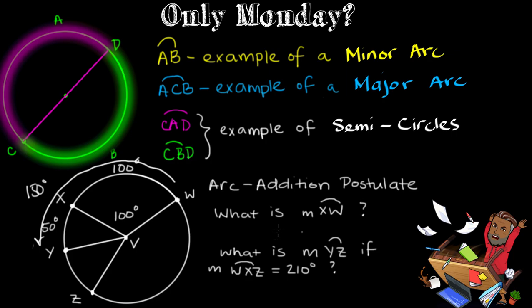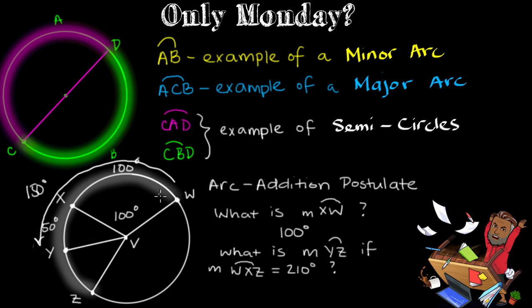All right, so what is the measurement of XW? That's going to be 100, so I'm just going to write 100 degrees right there. Now, what is the measurement of YZ? If WXZ, I know I need to go W to Z, but I need to have X between them, and X is not between them here, so that must mean that it's going to go around in the other direction. So that whole arc right there has to have a total of 210.